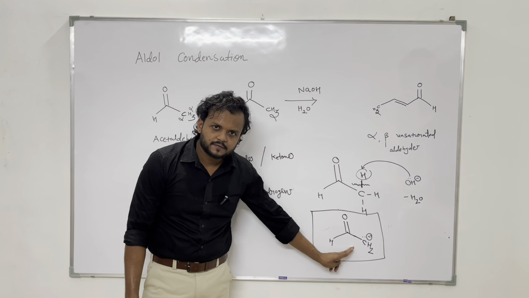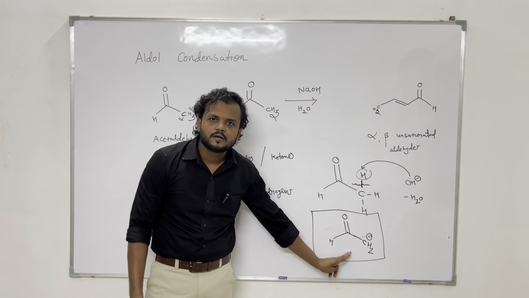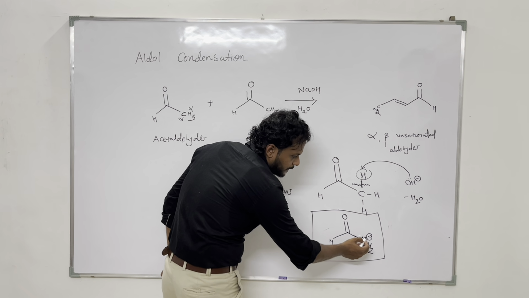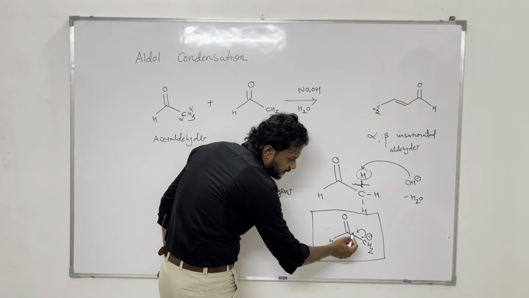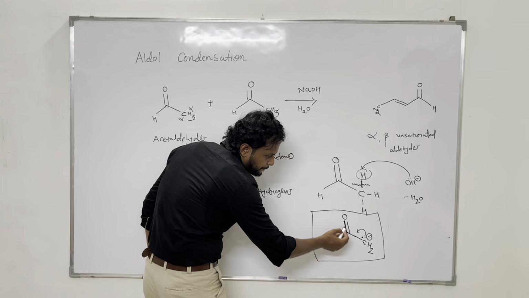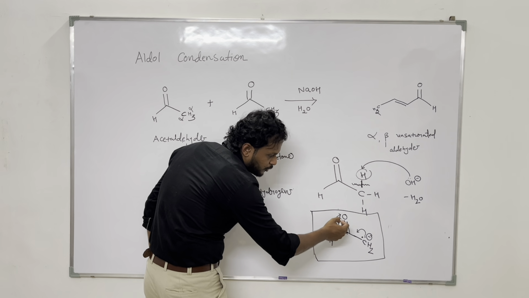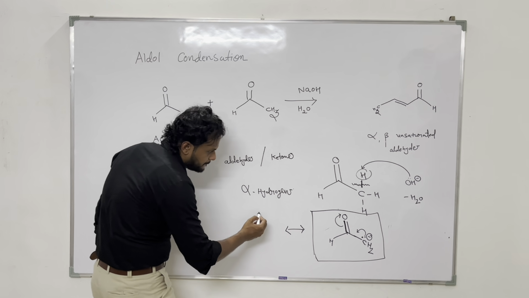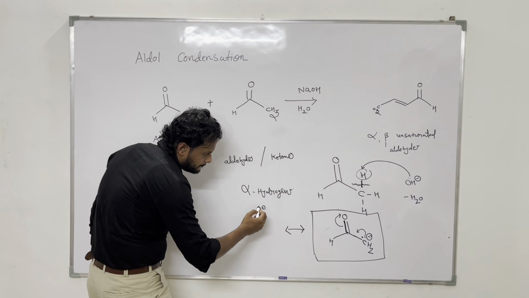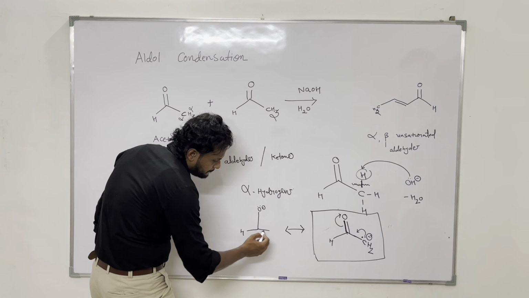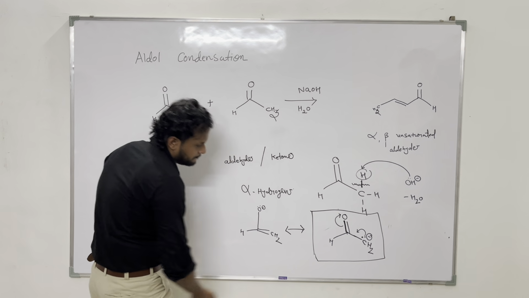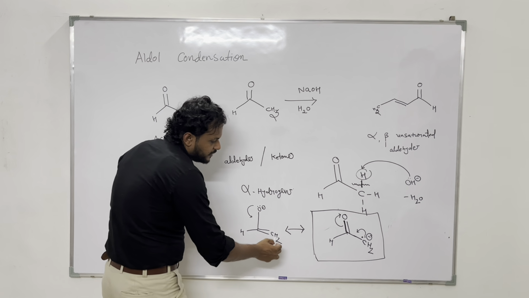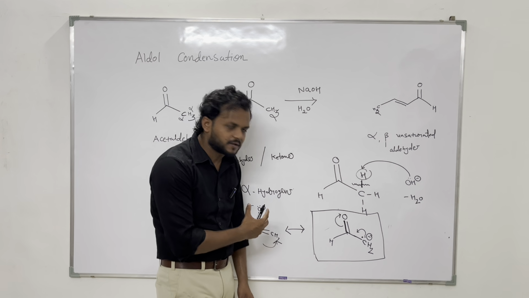and this enolate can undergo resonance. You can see that this carbanion has a lone pair, and that lone pair can make a double bond, and then the pi bond's electrons are going to accommodate on the oxygen, and there is a formation of resonance, and this resonance is going to stabilize this particular conjugate base.